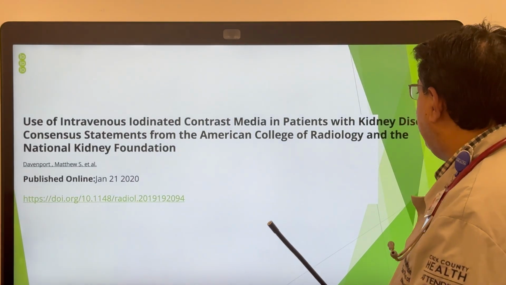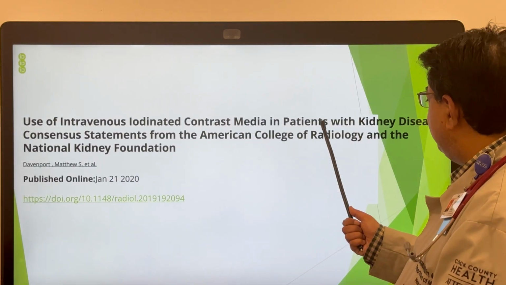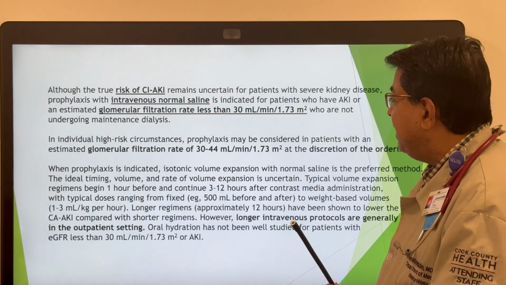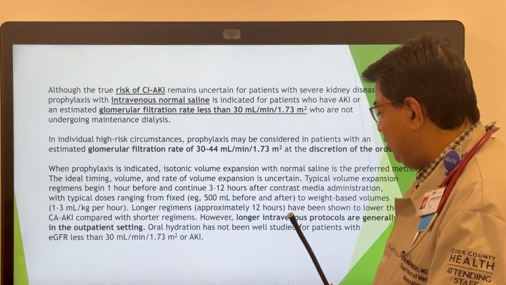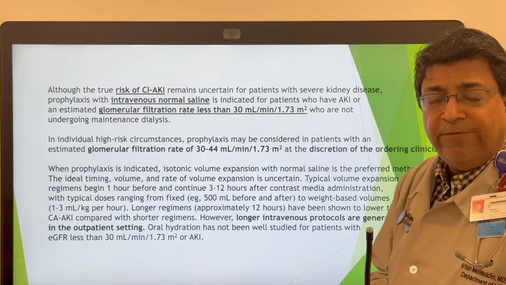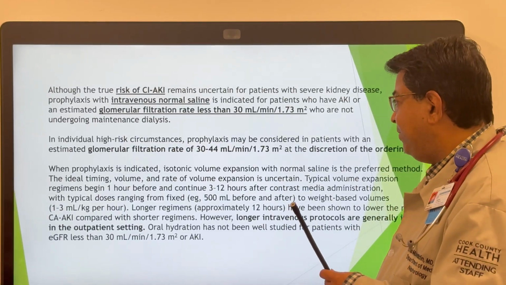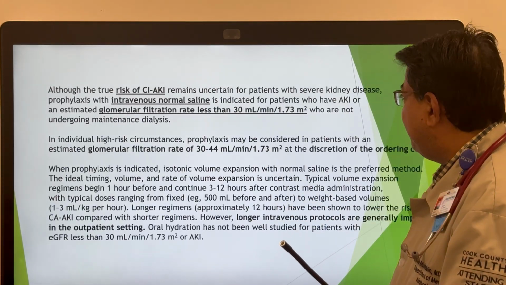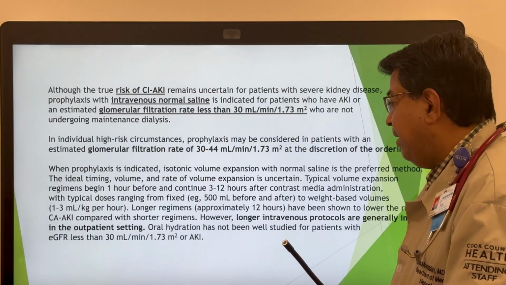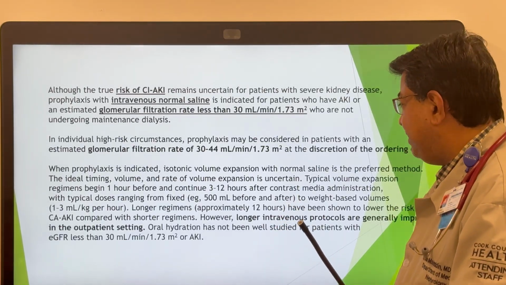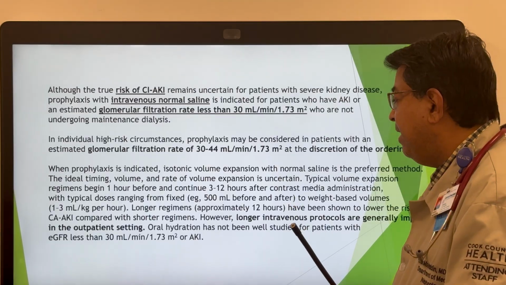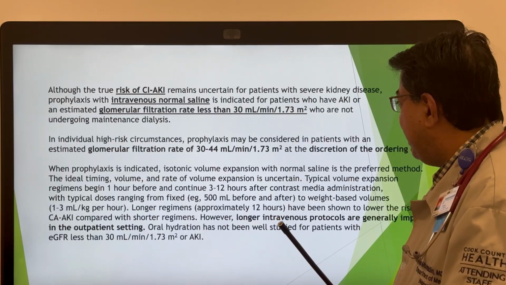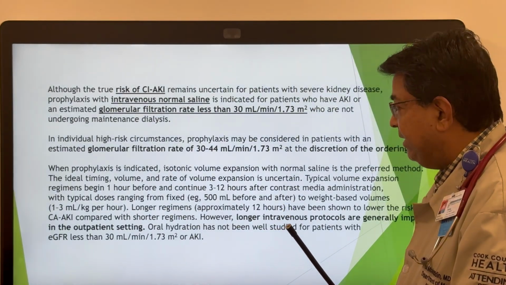So we're going to review the guidelines by the American College of Radiology and the National Kidney Foundation. Next slide. So this is obviously a common situation, and this is a dilemma we all face. And how do we approach it? So the true risk of contrast-induced AKI remains uncertain for patients with severe kidney disease. Prophylaxis with intravenous normal saline is indicated for patients who have AKI or an estimated glomerular filtration rate less than 30 milliliters per minute per body surface area who are not undergoing maintenance dialysis.